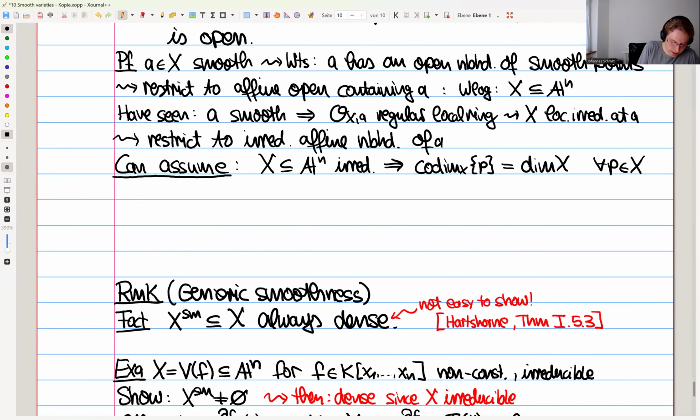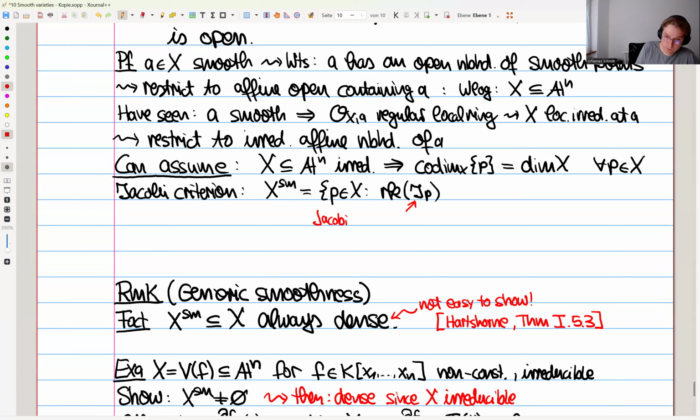And now the Jacobi criterion tells us that the locus of smooth points, these are exactly the points P inside X such that the rank of J_P, where J_P is the Jacobian matrix at P for some set of generators of the ideal of X, should be greater or equal to n minus dimension of X. This is the right-hand side.